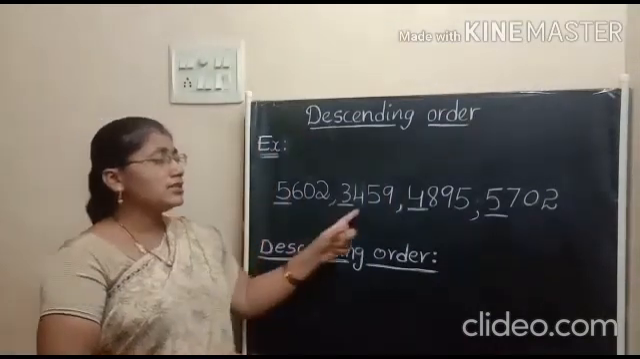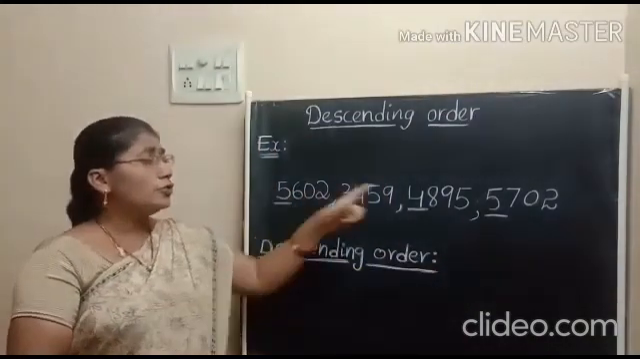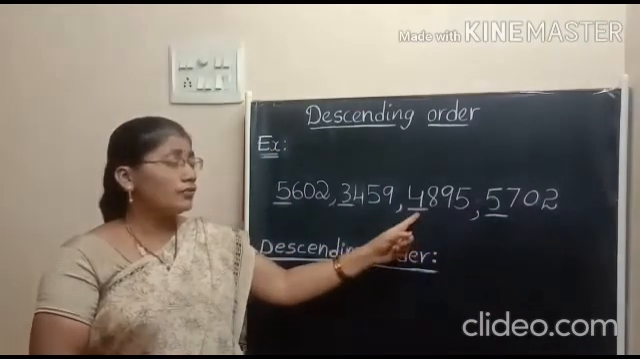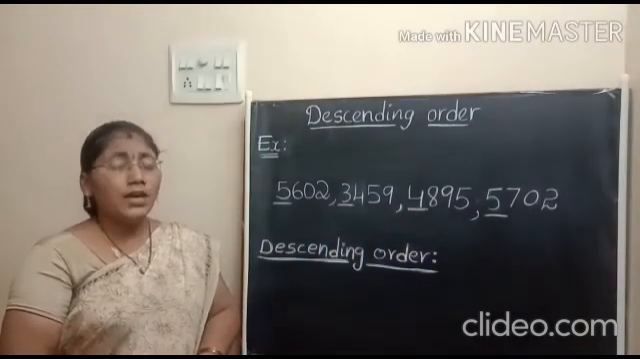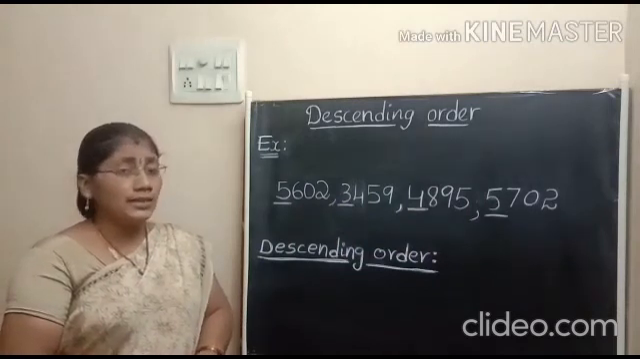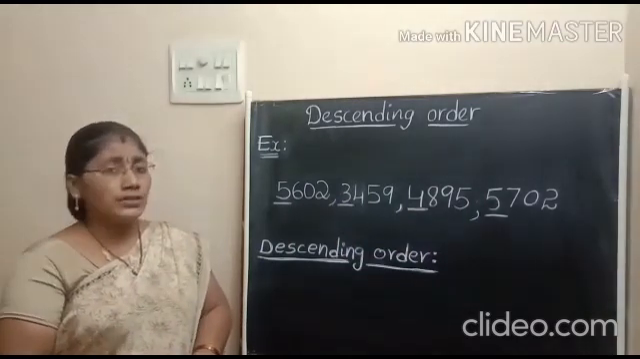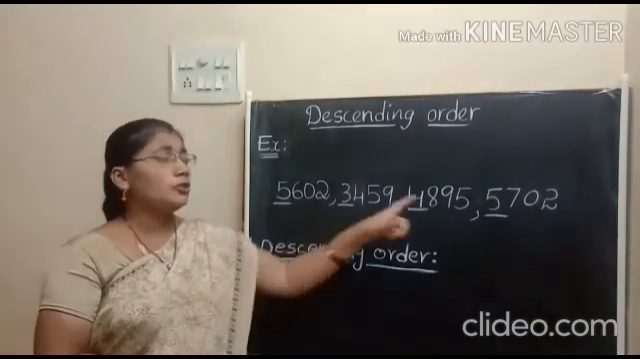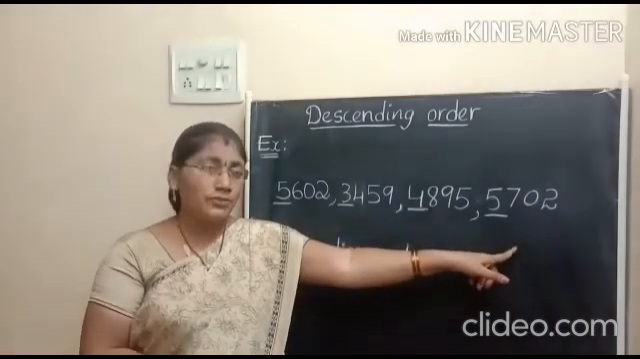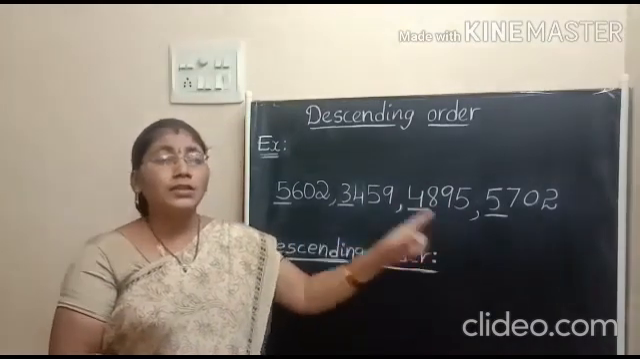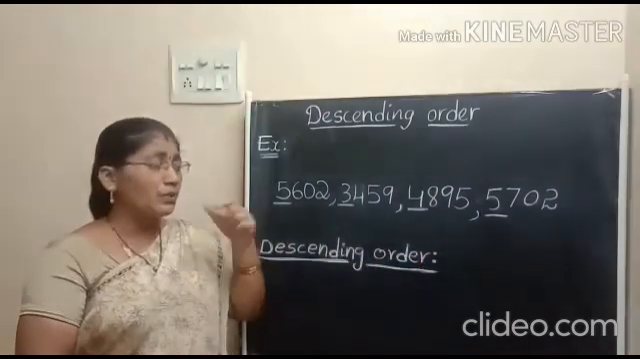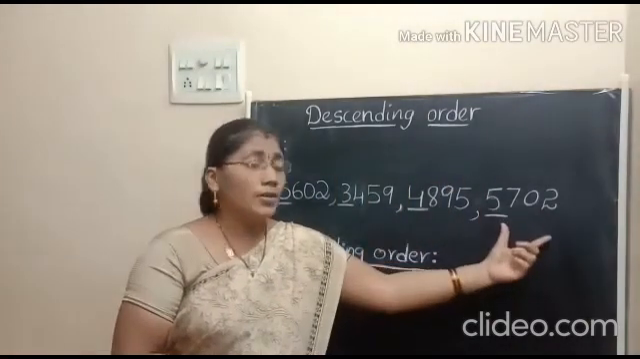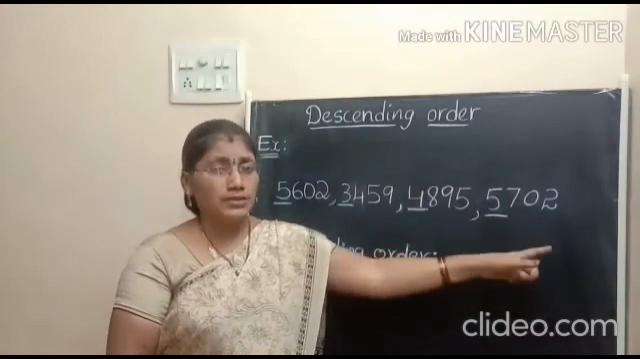Now compare these digits. Here we have 2 5s. 1, 4, 3. Out of this, which is the greatest digit? 5 is the greatest digit. But starting with 5, we have 2 numbers. Now, we should decide which is the greater number from these 2 numbers.